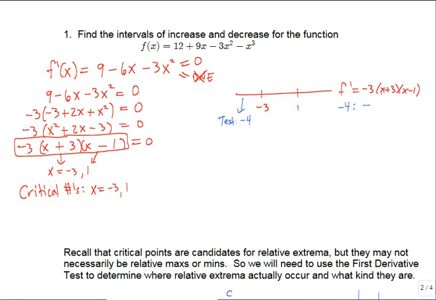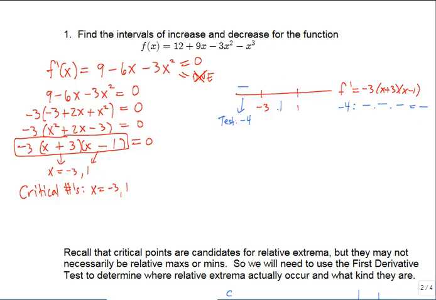If I take negative 4 and plug it in this middle factor, negative 4 plus 3 is negative. And negative 4 minus 1 is negative 5, so that's also negative. And we're multiplying these together. So 3 negatives multiplied together stay negative. So this would be a minus sign right here.